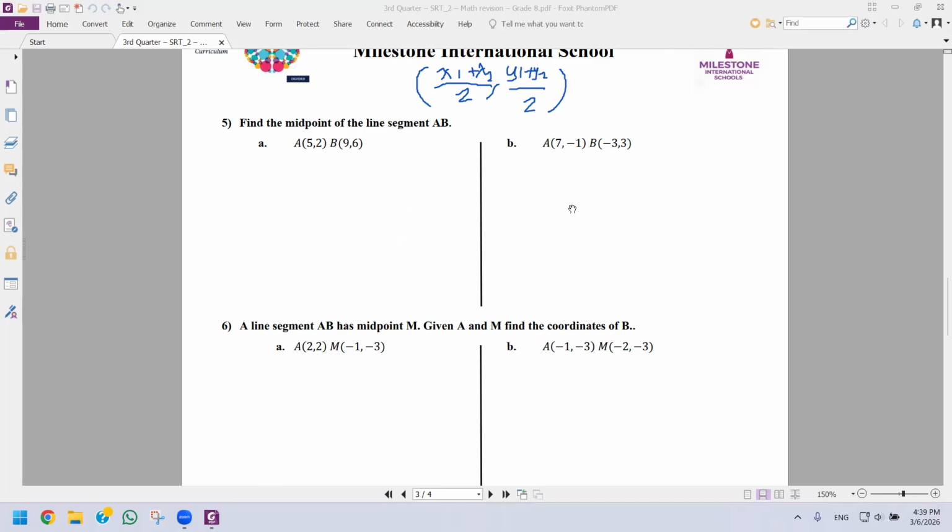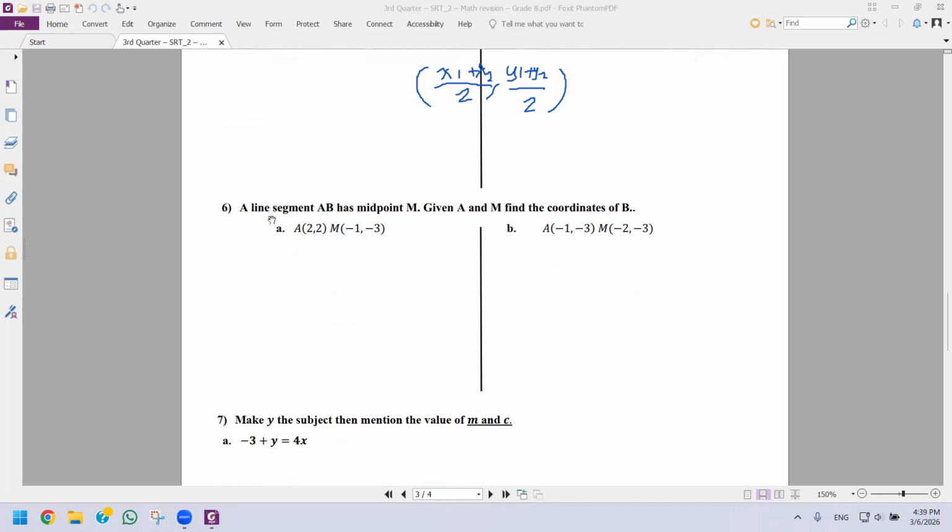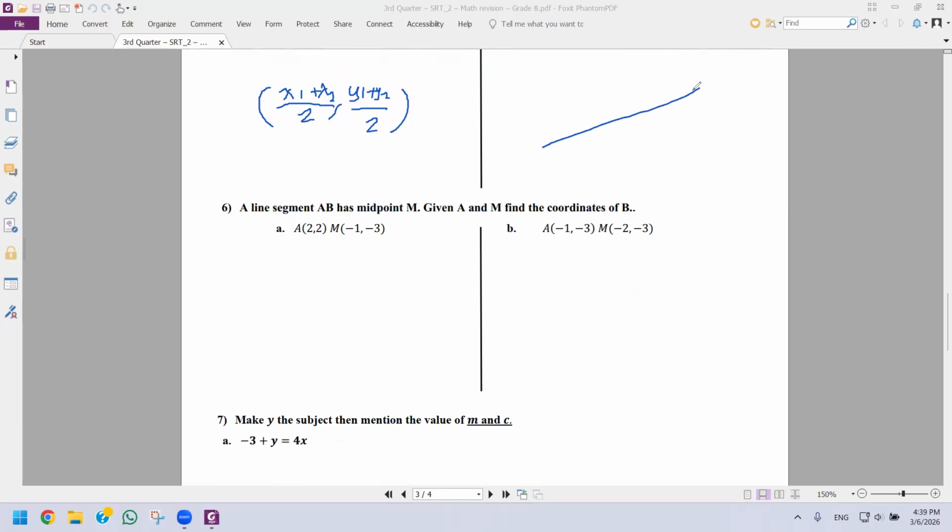In question 6, we have the opposite. I said we have that line segment AB, but this time M is given, the midpoint is given. I need to find the coordinate of B. Like imagine this. The first question was like I have A and I have B. I need to find M in between. Now, I know this is A and I know this M is in between. So you need to find the coordinates of B. This is the question. Okay, let me apply the formula first.